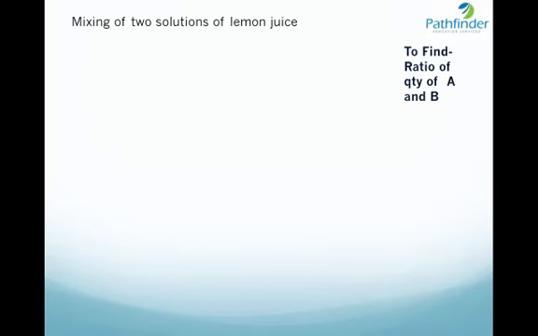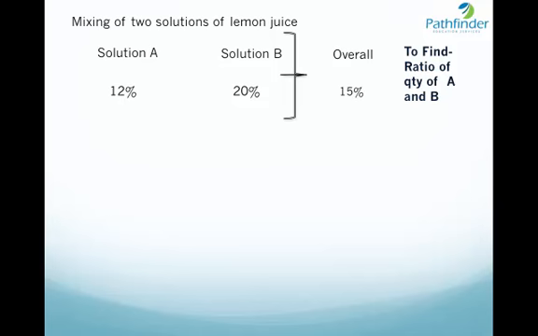Let us see another situation where we can apply the alligation rule, and we solve questions in that situation also by weighted average first. So, mixing of two solutions of lemon juice. Let us say we have solution A and solution B. Solution A is 12% lemon juice, while solution B is 20% lemon juice. When we mix these two solutions, A and B, we obtain a third variety of solution whose lemon percentage is 15%. We've got to find the ratio of quantities in which solution A and solution B is mixed.